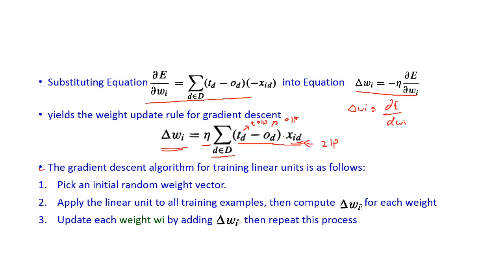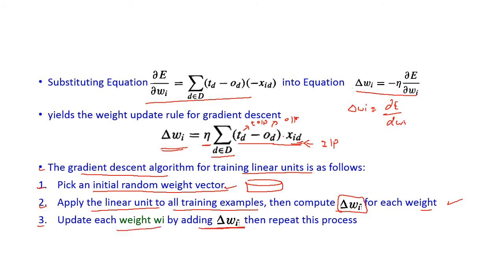Now the gradient descent algorithm for training units is as follows, that is, 3 steps are there. The first one: pick an initial random weight vector. Initially we have to select the weight vector, that is, the training samples weight vector, and apply the linear unit to all the training samples. Then we have to compute the delta Wi for each weight and update the weight Wi by adding the delta Wi. Then repeat the same process again and again until Td is equal to Od.